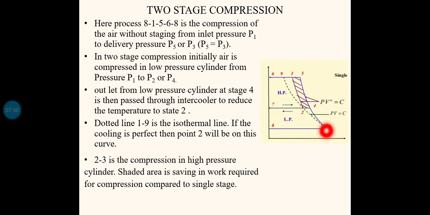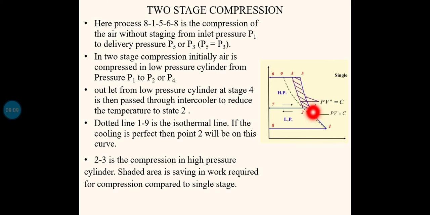Here you can see the inlet condition of the air into the first cylinder, the first part of the compression. Now you can see that this is the compression line, PV raised to n is equal to constant. That is what this line says. All these are polytropic compressions, I am assuming.